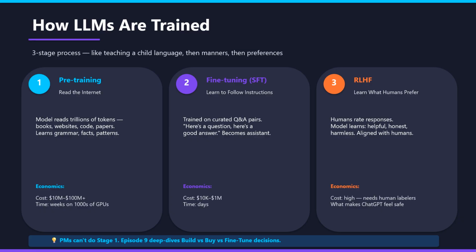Okay. Stage three, reinforcement learning from human feedback. Learn what humans prefer. Humans rate the model outputs.